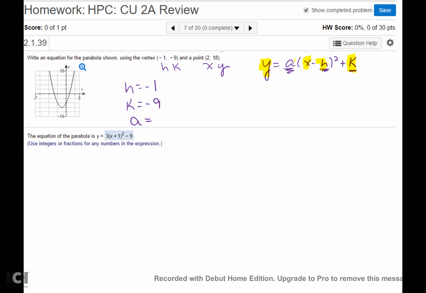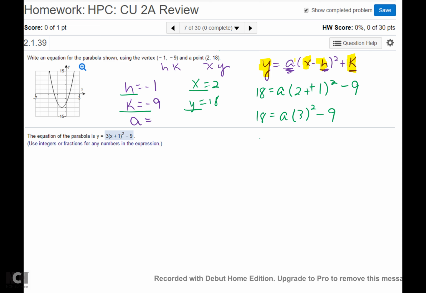I'm going to use this y, and this x, and this h, and this k, and I'm going to plug them in. So I have 18 equals a, parentheses, 2 minus a negative 1 squared, minus 9. This turns positive. That gives me a times, this is going to be 3. That's going to give me a times 9 minus 9.